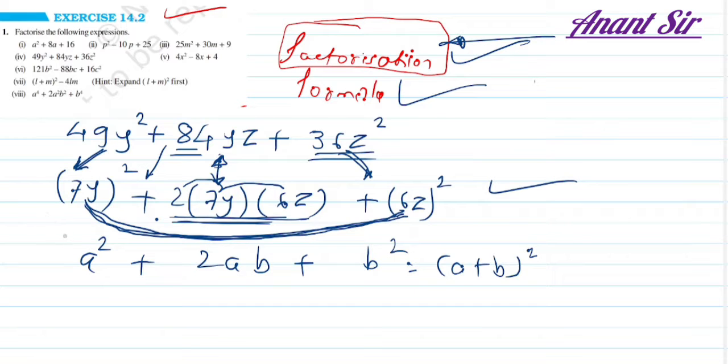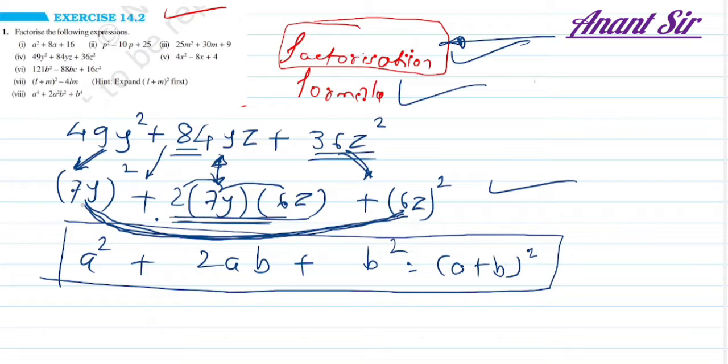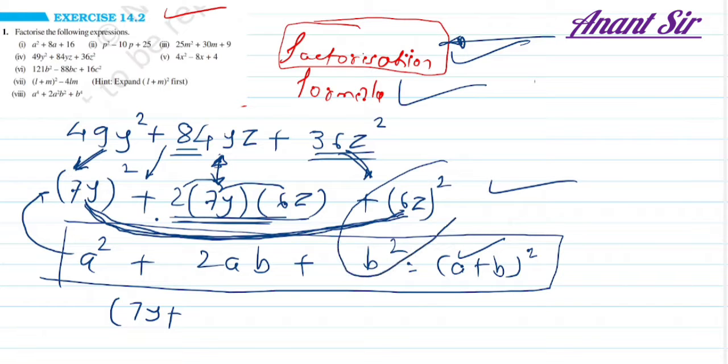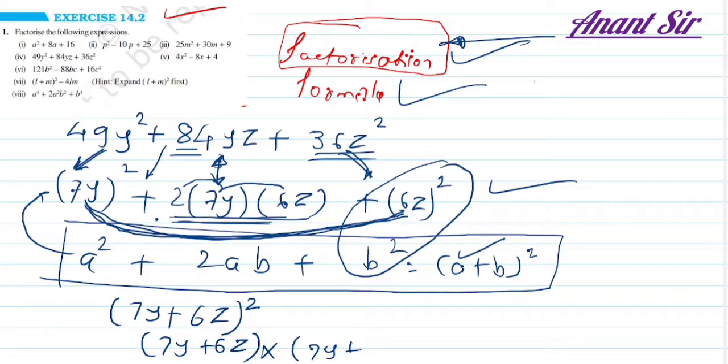So what is in the question in place of a square? In place of a square, it is 7y square. So in place of a, in the answer, we have to write 7y plus. What is in place of b square in the question? It is 6z square. That means b is replaced by 6z. So this is our final answer: 7y plus 6z multiplied by 7y plus 6z. I hope you are getting the questions.